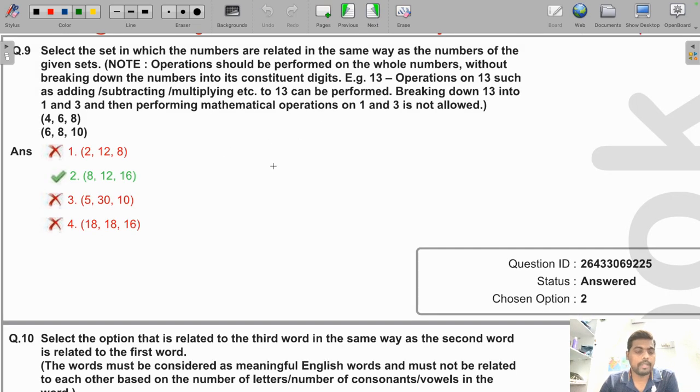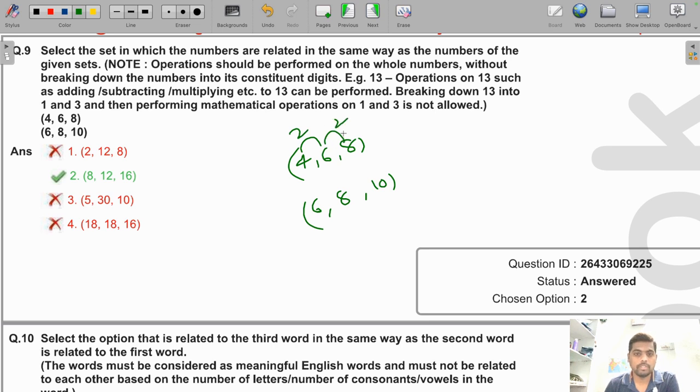Now let us go to the next question. They have given some numbers, which are related in the same way. They are asking us to find the other numbers which are related in the same way. So 4, 6, 8 they have given, 6, 8, 10 they have given. If you closely observe, the difference is 2, here also the difference is 2, here also 2. So the difference is basically the same.